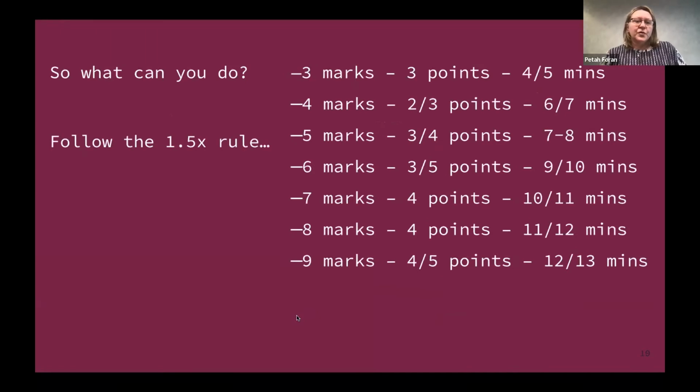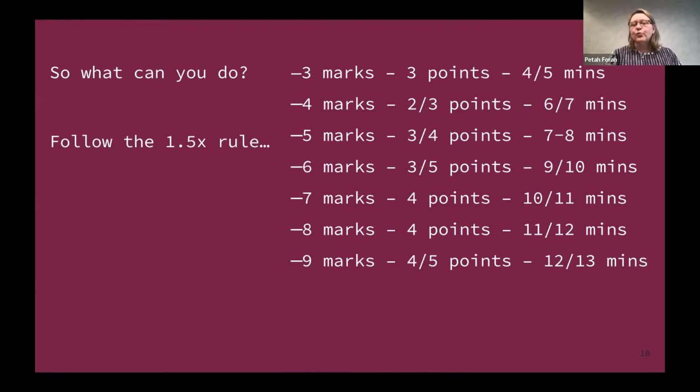So what can you do? You can follow the 1.5 times rule. So 1.5 times the mark value is the writing time. So you will have access to this PowerPoint. It's being recorded, so you don't have to try and frantically write all of this down. This is an indication, a suggestion of what you would be writing and for how long you would be writing, depending on each of those mark values.